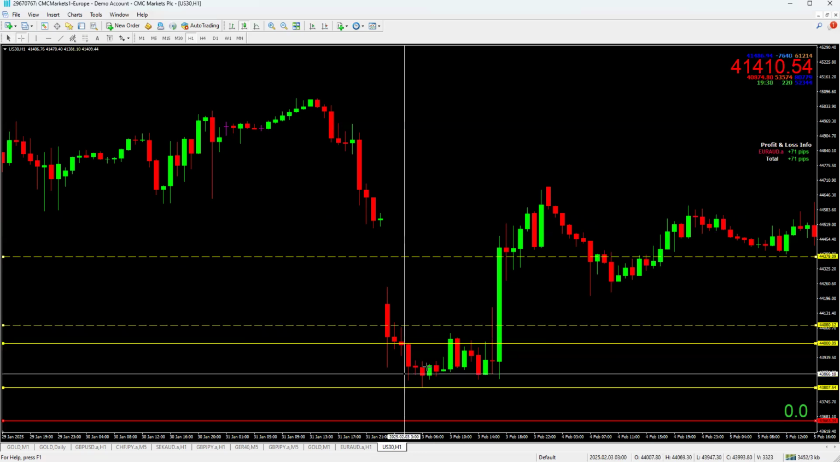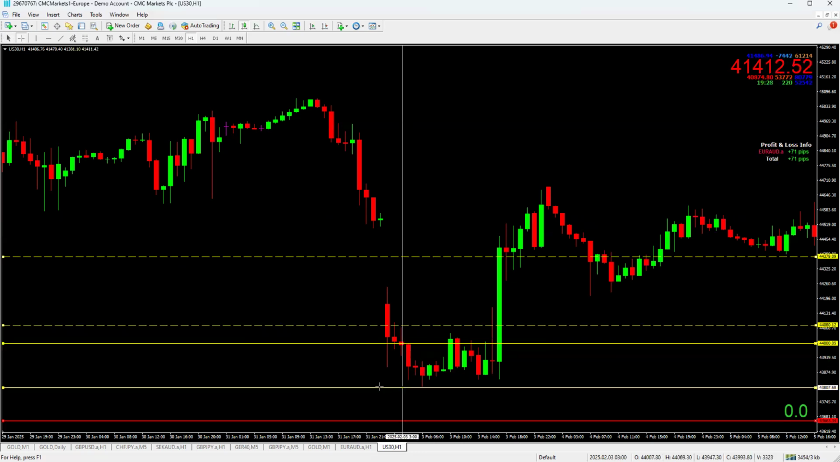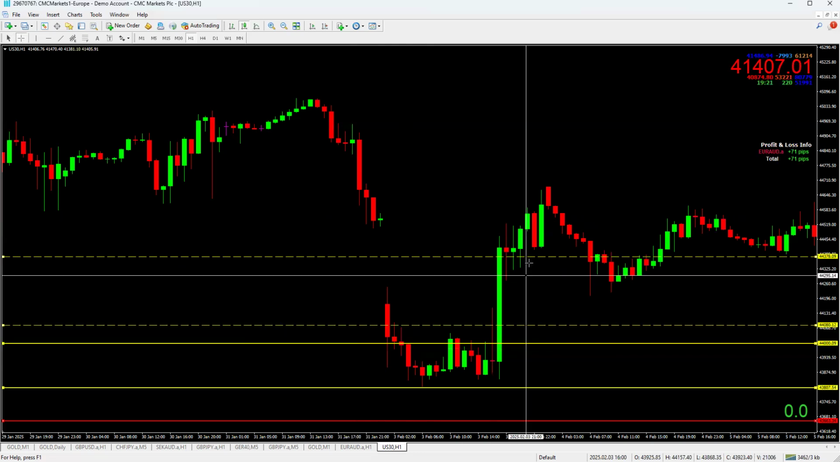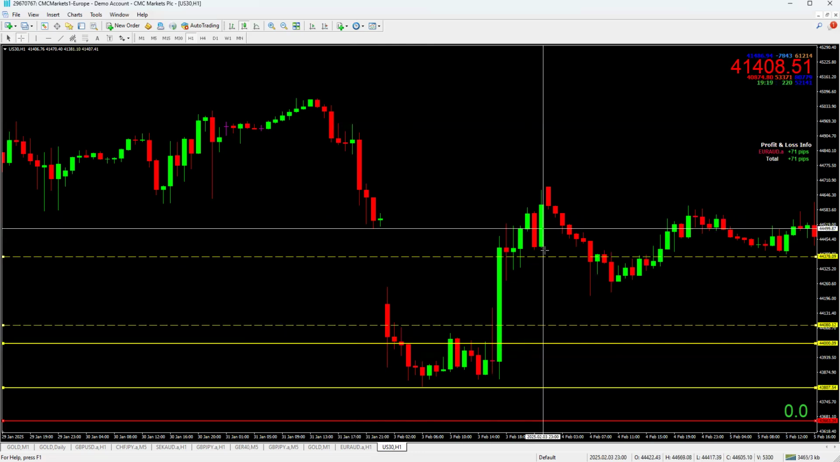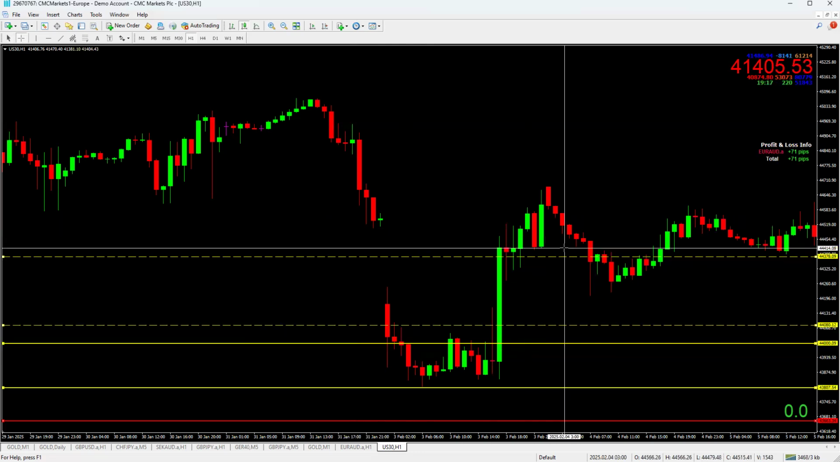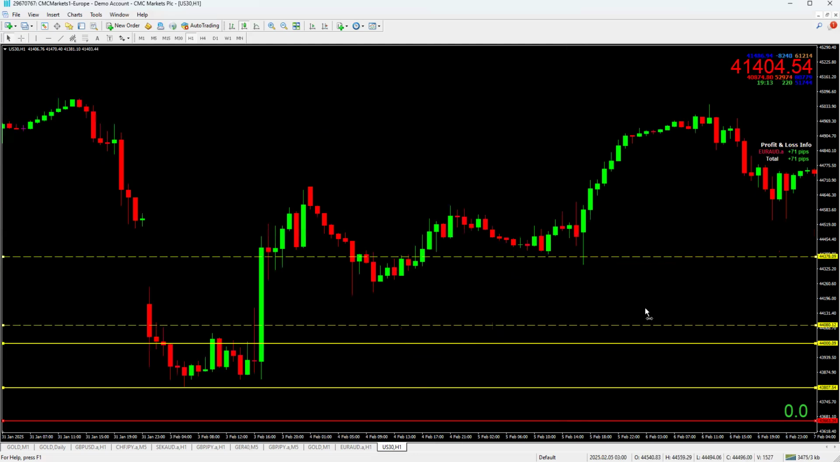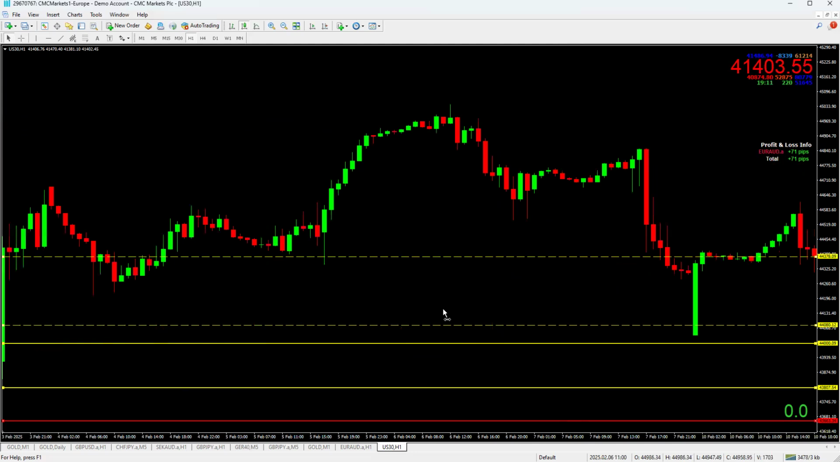So with this one, for instance, since TP1 is measuring the range, 1988, usually you will get that 1988 even times two before any resistance or support is able to stop it. So it's very simple and straightforward.